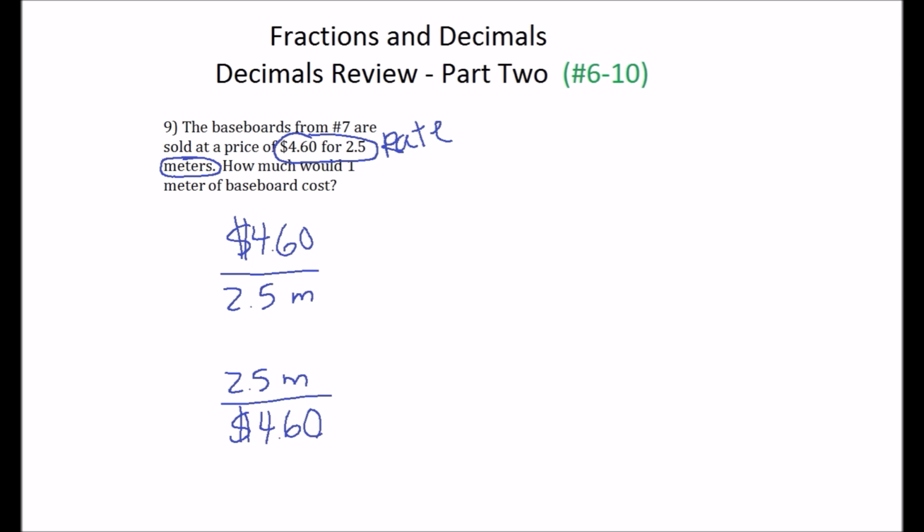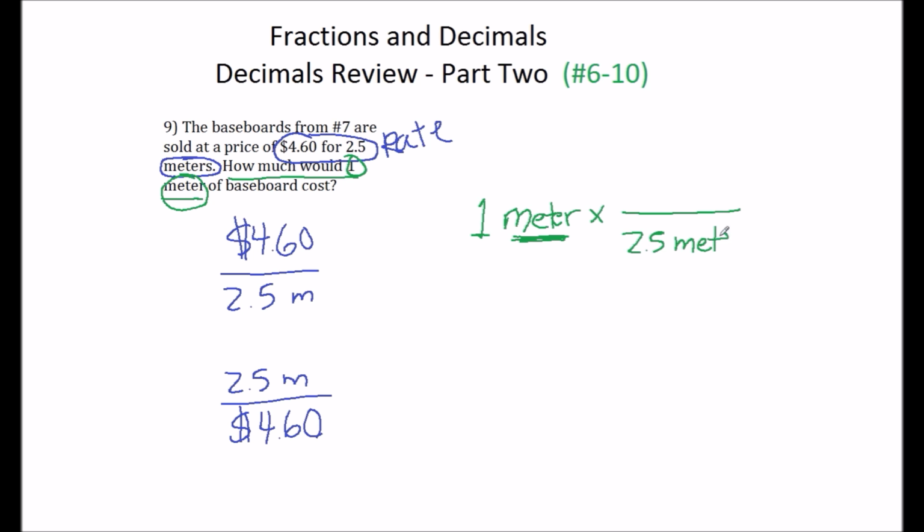So if I go here to the question now, how much would 1 meter of baseboard cost? So I'm going to start with that 1 meter. 1 meter. And I'm going to multiply it by the rate. Because I have 1 meter here, I need 2.5 meters on the bottom.